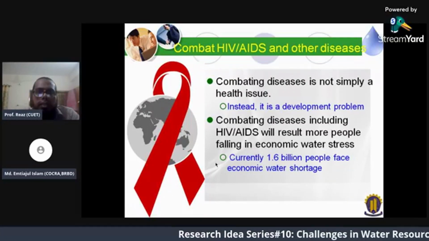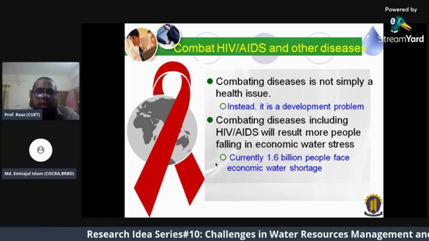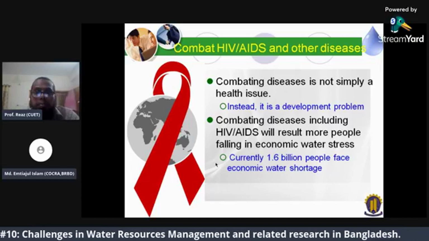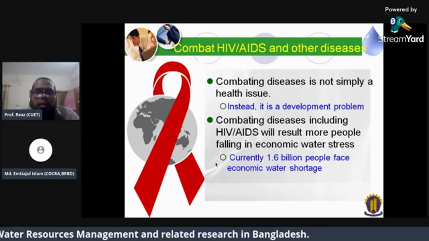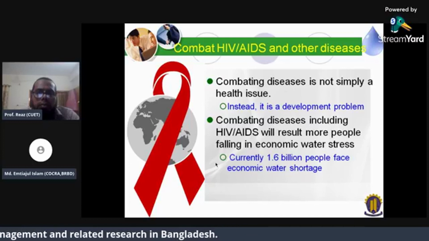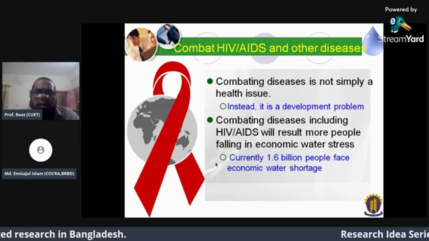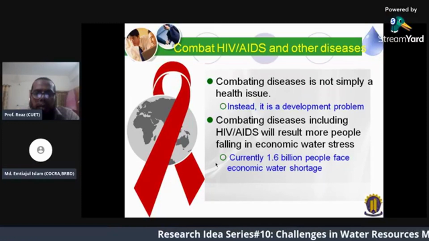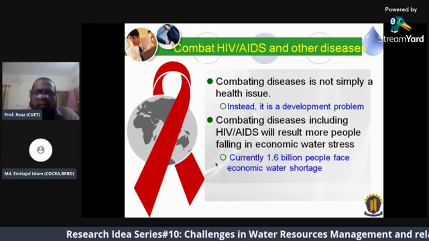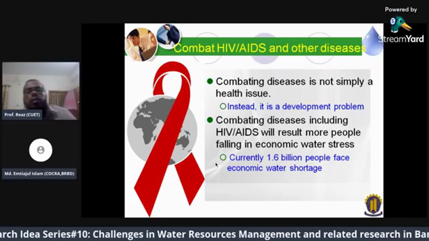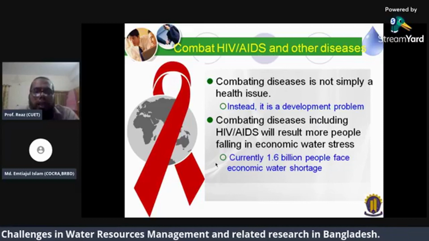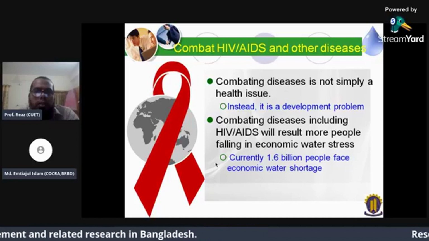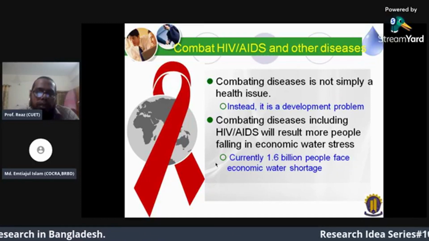Another big development target in the world is combating HIV and AIDS and other diseases. Now we are combating a pandemic situation. Everyone is much more aware of this, but HIV and AIDS and other diseases like malaria, and once upon a time, maybe 100 years back, cholera, all these are development issues, in fact. And all these development issues cannot be solved without ensuring water, in fact.